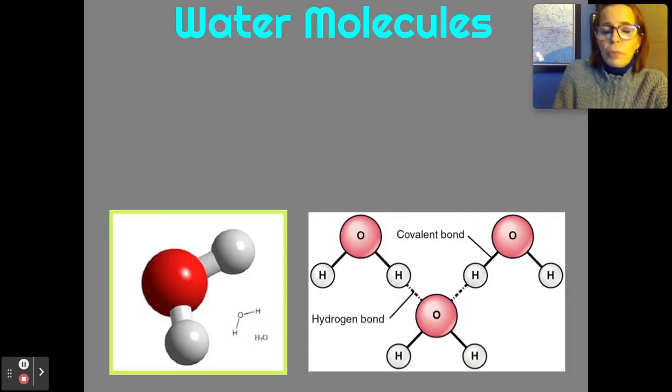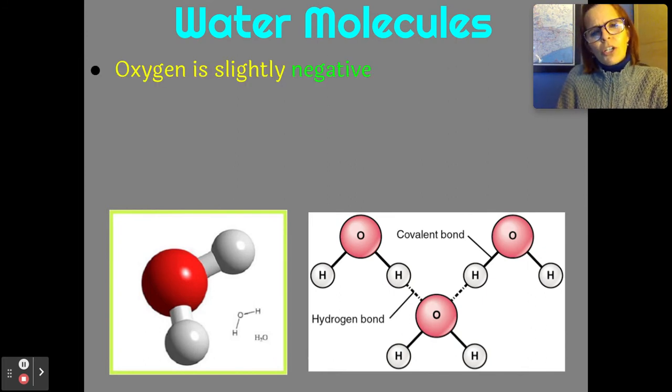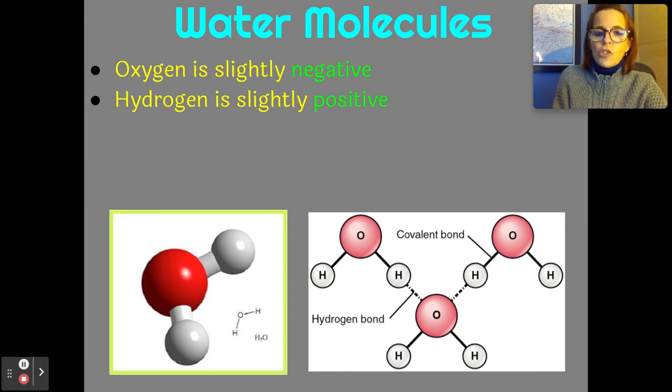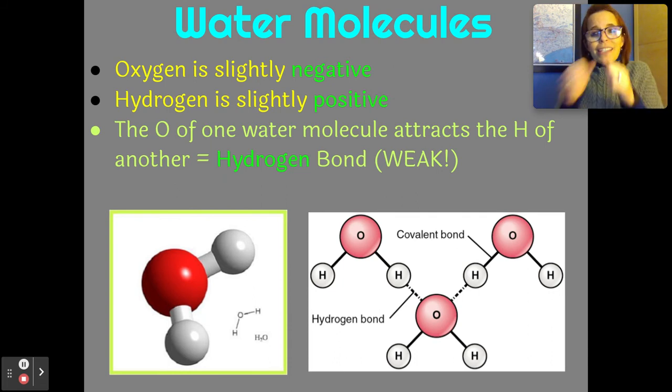All right, almost done. This is a quick set of notes, everybody. We just need to make sure we understand about water, and hopefully this is review for you. Water is made of 2 hydrogens and 1 oxygen. Down below, these white balls are the hydrogens in this case, and the red one is an oxygen. Oxygen is slightly negative, and each hydrogen is slightly positive, and that's really important because that means they're attracted to each other. The oxygen of one molecule attracts the hydrogens of a different water molecule, and we call that a hydrogen bond.